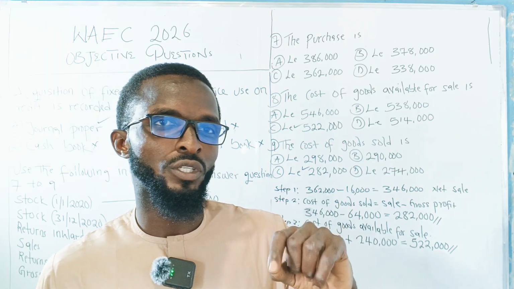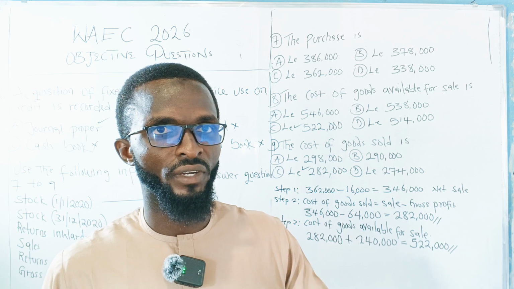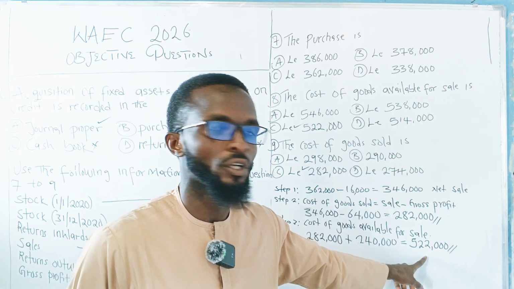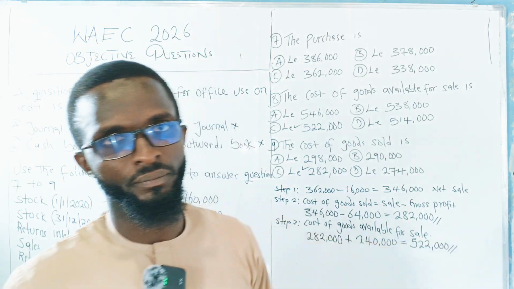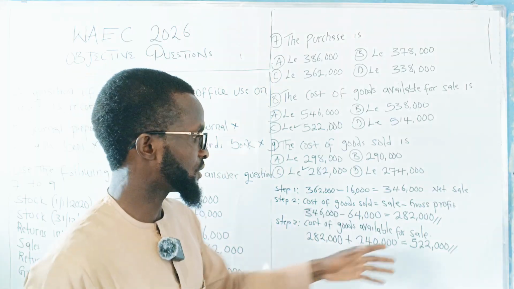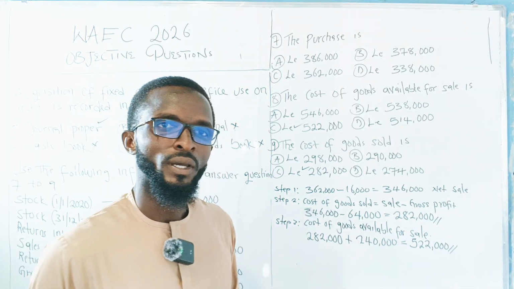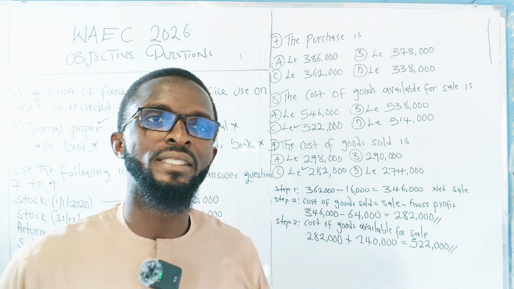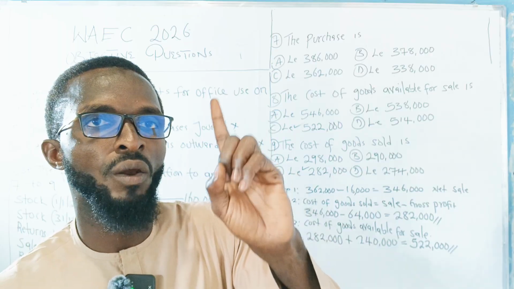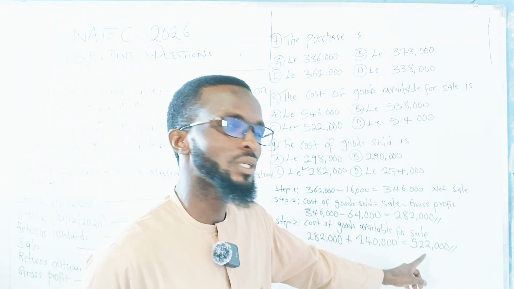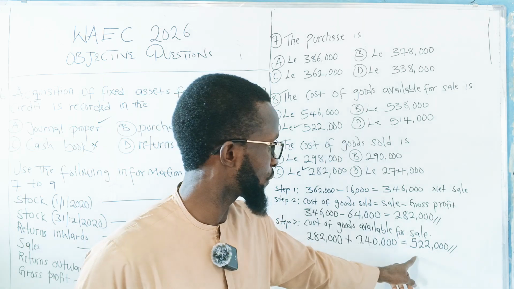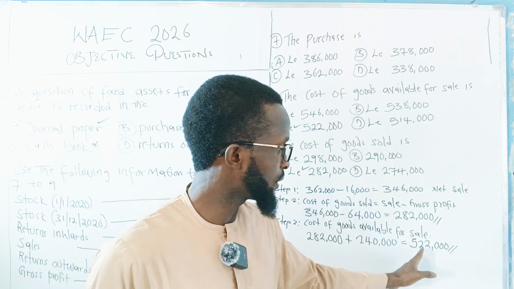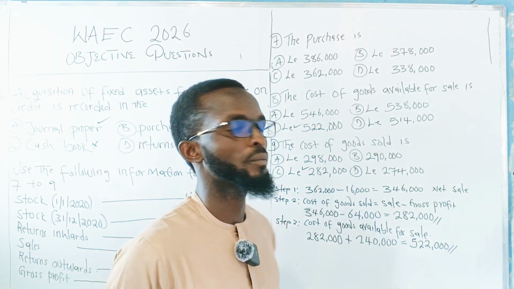This net purchases is what makes the cost of goods available for sale. That is to say, this amount is a combination of opening stock and the purchase. Now, we are trying to determine purchase. Since we are trying to determine our purchase, we are going to less opening stock from this amount of 522,000 lei, in order to determine our purchase.